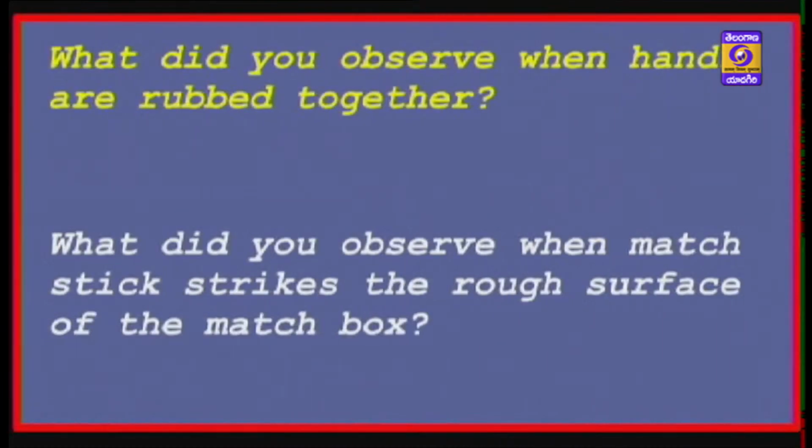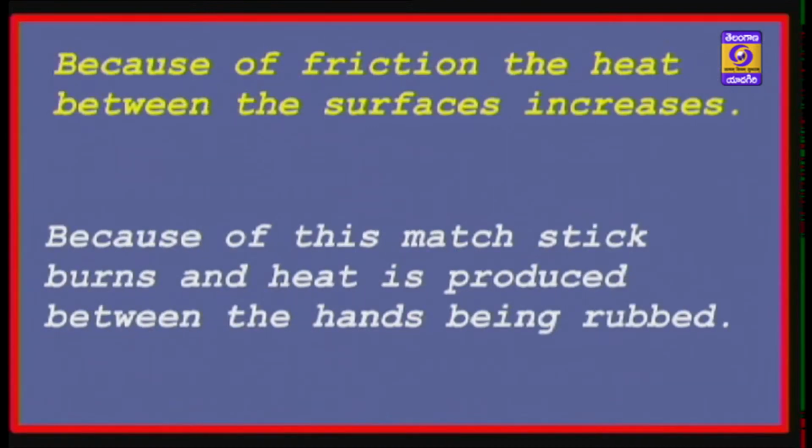See, once again, when you strike your finger to the head of the matchstick, fire is produced. What did you observe when the hands are rubbed together? What did you observe when the matchstick strikes the rough surface of the matchbox? Because of friction, the heat between the surfaces increases. Because of this, the matchstick burns and heat is produced between the hands being rubbed.